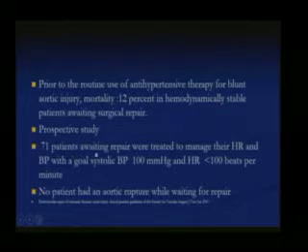71 patients awaiting repair were treated to manage their heart rate and blood pressure, with a goal of systolic blood pressure less than 100 and heart rate less than 100 beats per minute. But none of the patients had aortic rupture while waiting for repair. And there was no mortality in those cases who were initially treated with medical management.